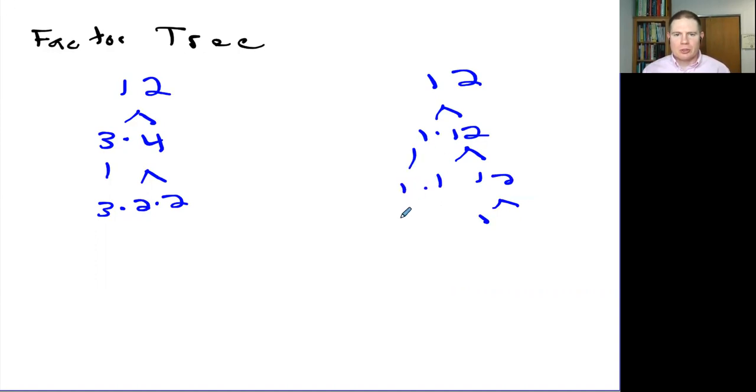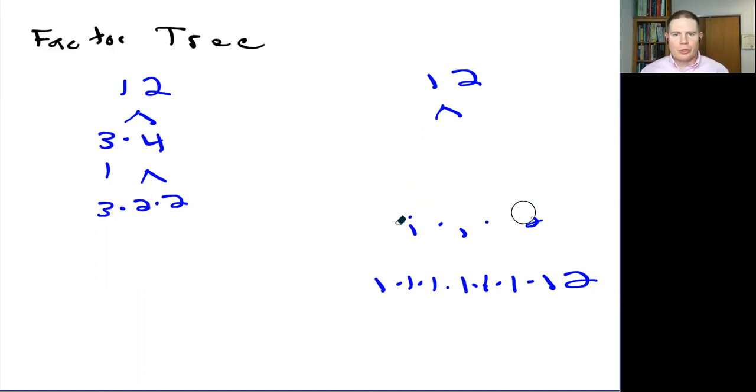Bring down my ones here. I have too many ones to even keep track of, right? This is not terribly interesting. 12 times 1 a bunch of times. No one cares about that. So we're never going to use 1 and the number in our factor tree.